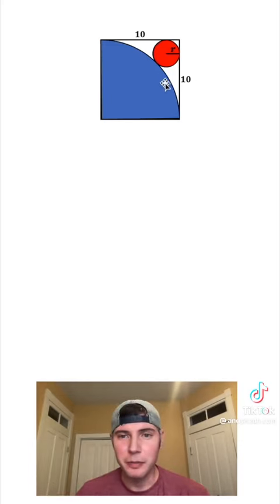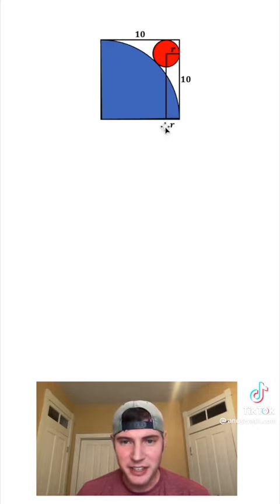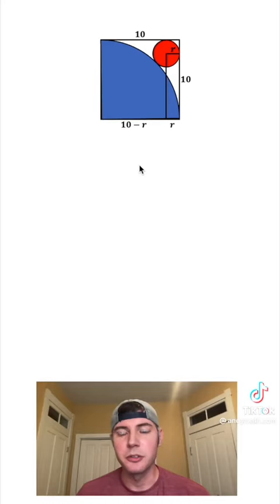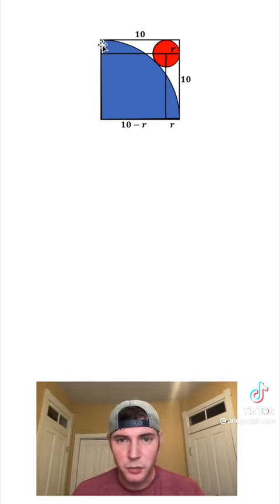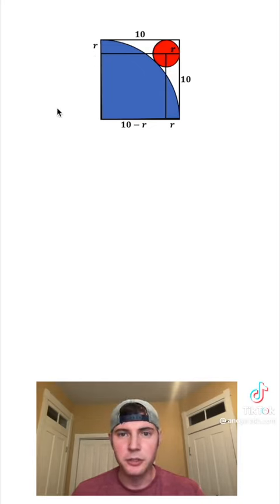So first thing I would do is drop a line down here. And so we know this little side right here is also equal to r, which means this remaining side is going to be equal to 10 minus r. And if we do the same thing here from the center, bring a line across, this will also be equal to r, and this would be equal to 10 minus r.